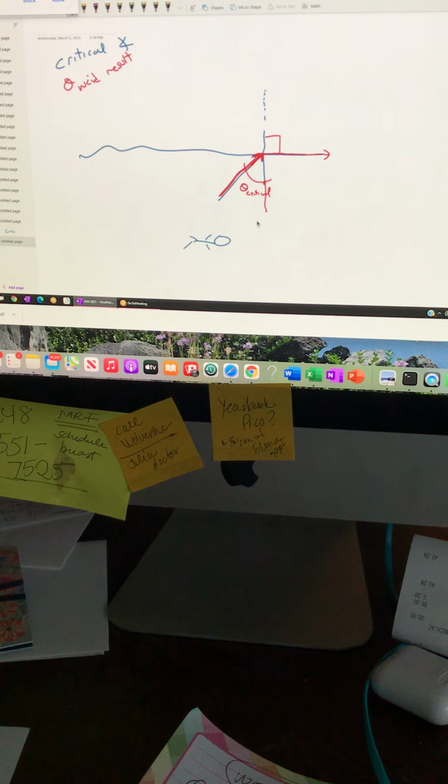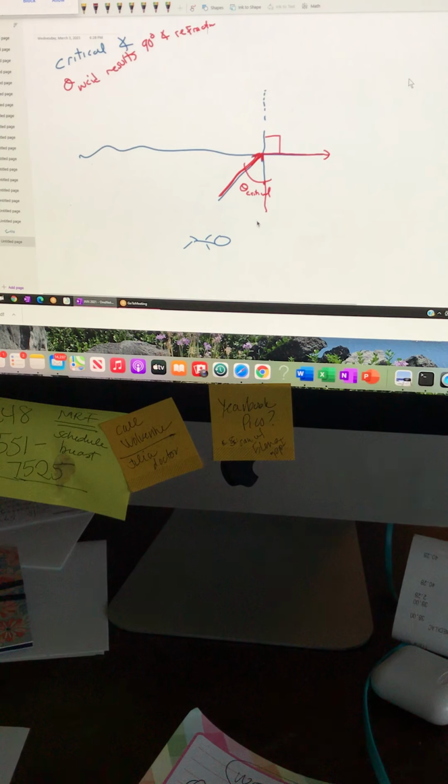The critical angle is the angle of incidence that results in a 90-degree angle of refraction. So this tells us right away about the different substances: if that's a critical angle, what are you doing? You're bending away.